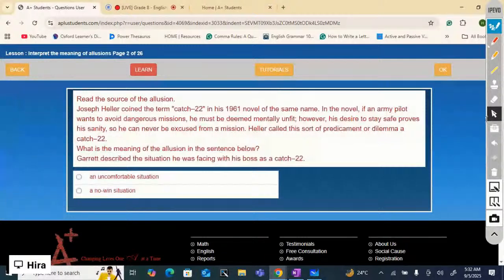So, what is the meaning of the allusion in the sentence below? "Garrett described the situation he was facing with his boss as a Catch-22." An uncomfortable situation, a no-win situation. Yes, obviously, it's a no-win.